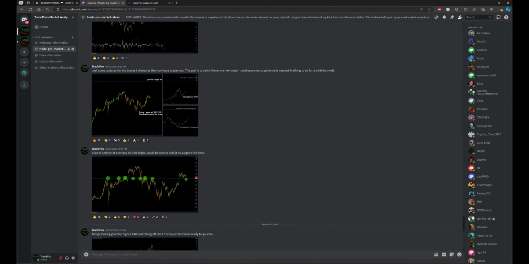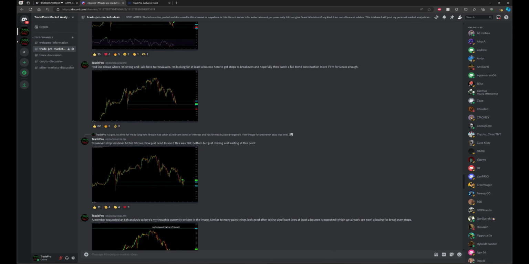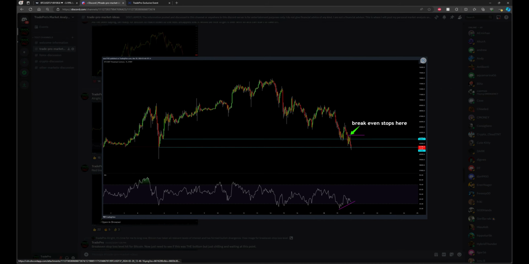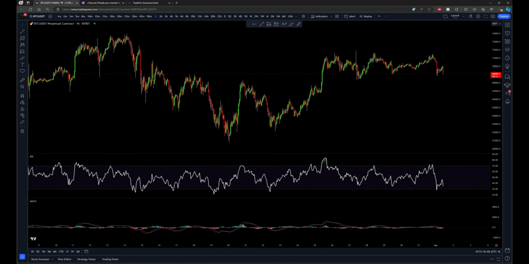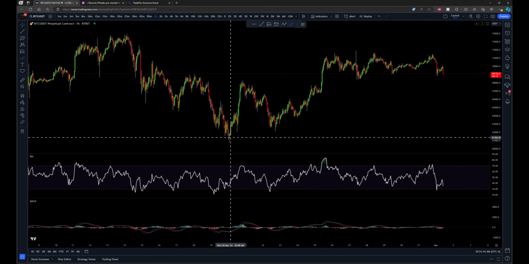Now, most recently, the Bitcoin trade, we'll take a look at some of the other ones as well, but we'll start with the Bitcoin setup. Here is the post. "All right, it's time for me to long now. Bitcoin has taken all relevant levels of interest and has formed bullish divergence. View image for break even stop loss level." So the price at that time was 61,395, which just happened to be almost the exact bottom. So absolutely no drawdown on that one using bullish divergence.